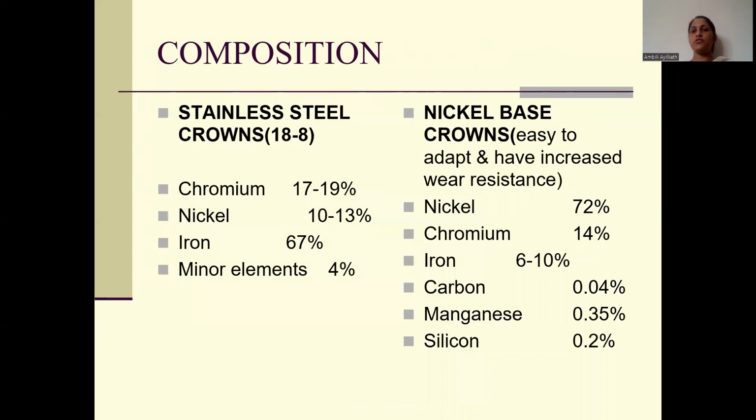Now coming to the composition, the various types of crowns are the stainless steel crown as well as the nickel-based crown. The composition of stainless steel crown: the chromium content is 17 to 19%, nickel 10 to 13%, iron 67%, and minor elements 4%. In nickel-based crowns, the advantages are that they are easy to adapt and have increased wear resistance. But the disadvantage is that we can't use them for patients who are allergic to nickel, because the nickel content in this nickel-based crown is almost 72%.